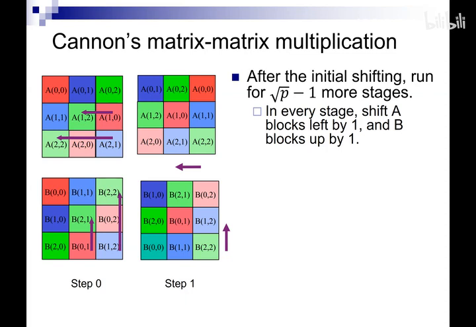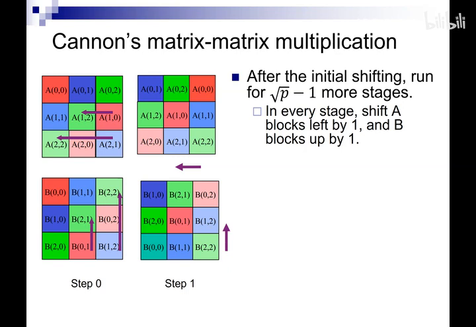And when you shift again, you just shift everything over. For all of the A blocks, you shift everything over to the left by 1. So for example, A10 goes over here, A12 goes over here, and A11 wraps around. Everything just gets shifted over by 1. And for the B blocks, you're going to shift everything up by 1.